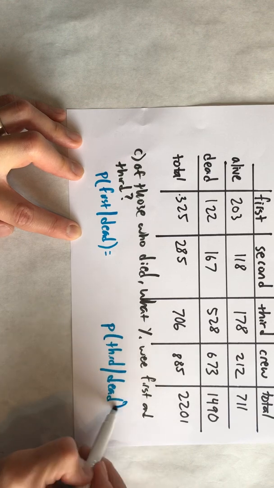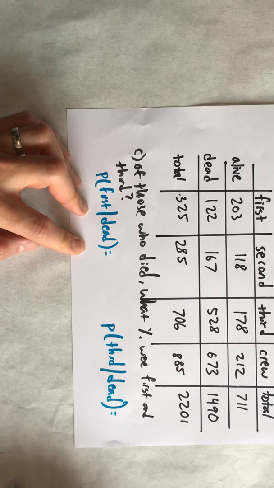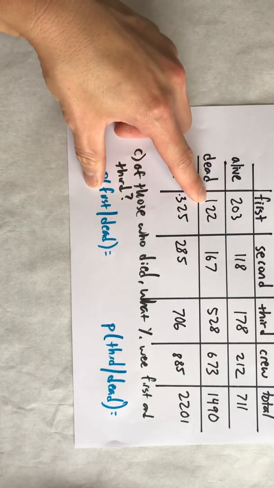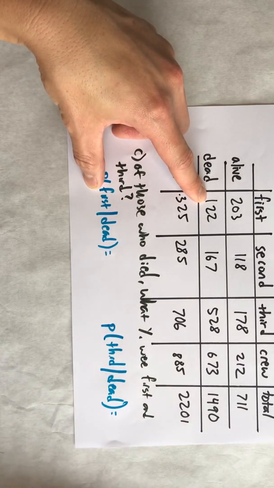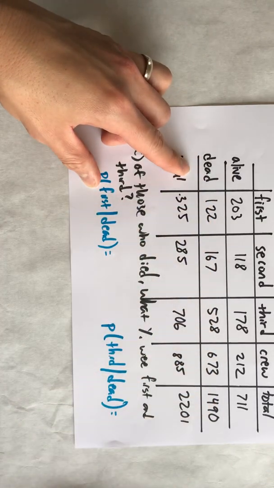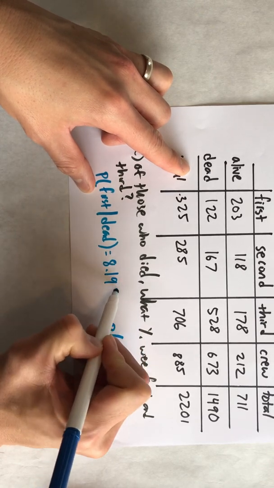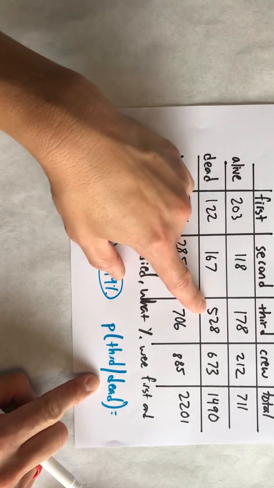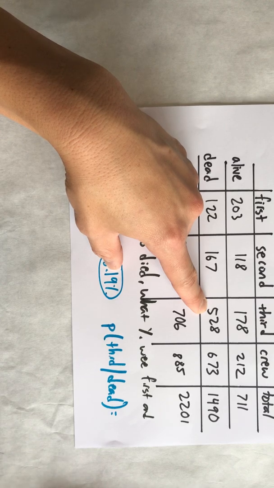Remember to pause this video so you can work these problems out. I'm just gonna keep going because YouTube takes forever to load the longer the video is. So I'm looking at 122 divided by 1490. So I'm just looking at the dead column right here. So 8.19. Okay, let's look at third and died. So 528 divided by 1490.